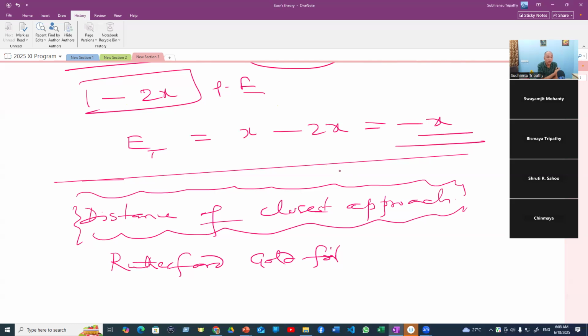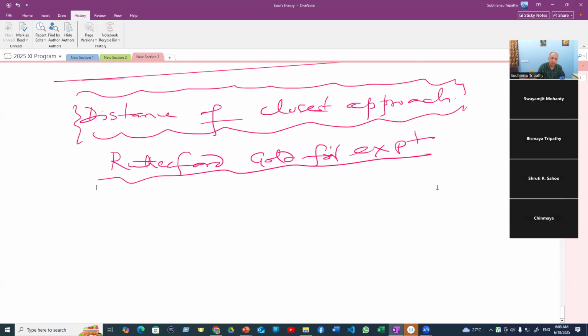But usually when we talk about distance of closest approach, it is not the hydrogen atom. It is the gold foil experiment by Rutherford. What happens? I left it out because this is being taught at a lower level. When a thin gold foil is hit by alpha particles from a radioactive source, polonium, which emits alpha particles with tremendous speed, they hit the foil.